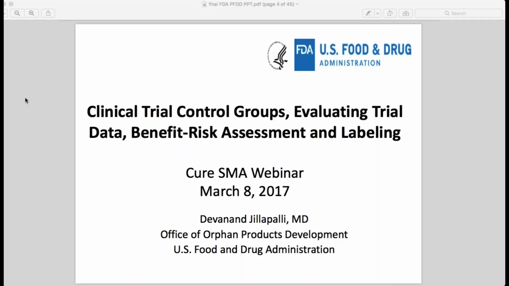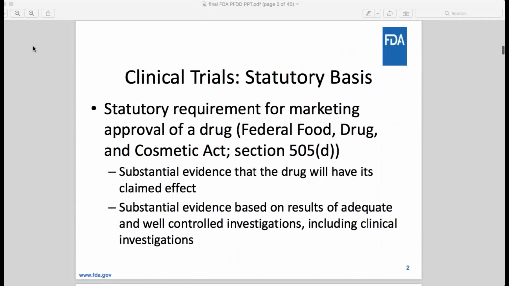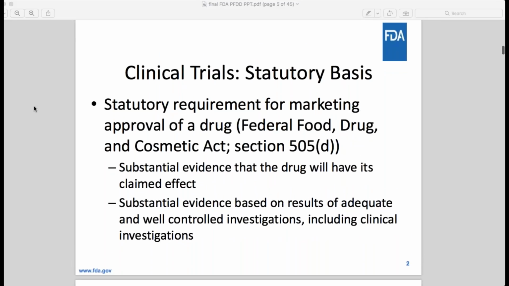Next slide. For the approval of a drug in the United States, the law requires that there is substantial evidence that the drug will do what it claims to do, and that this substantial evidence is based on the results of adequate and well-controlled investigations. What adequate and well-controlled investigations means will be discussed in the next few slides. Next slide.